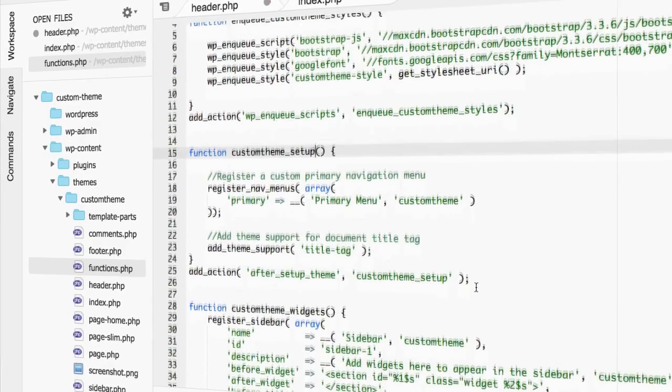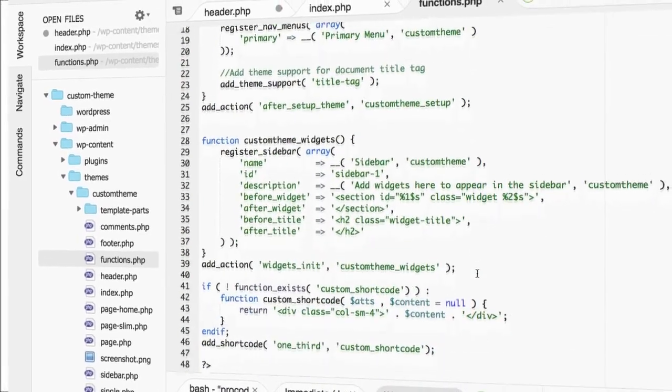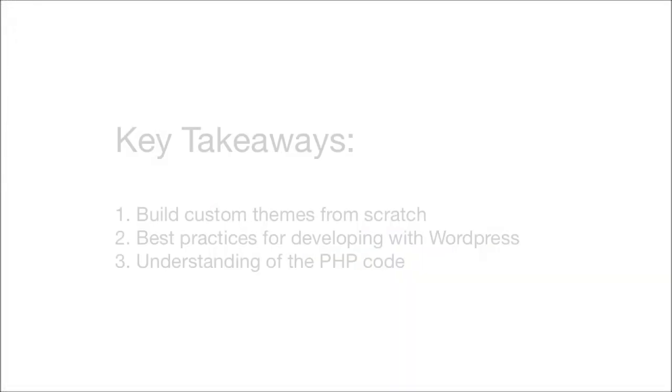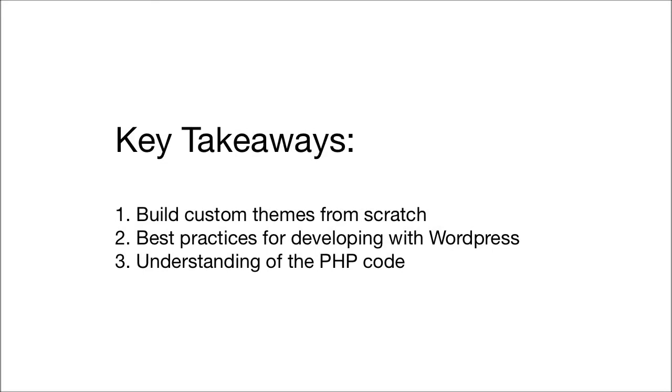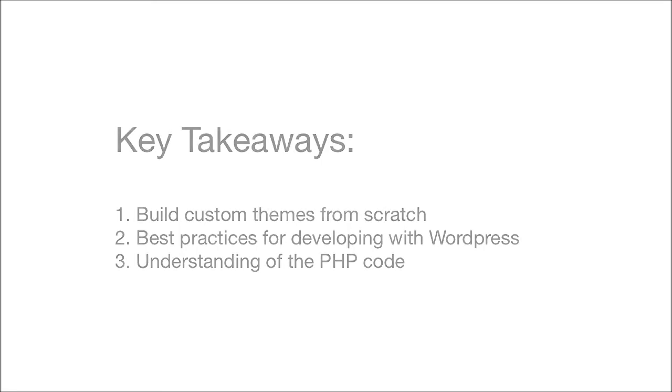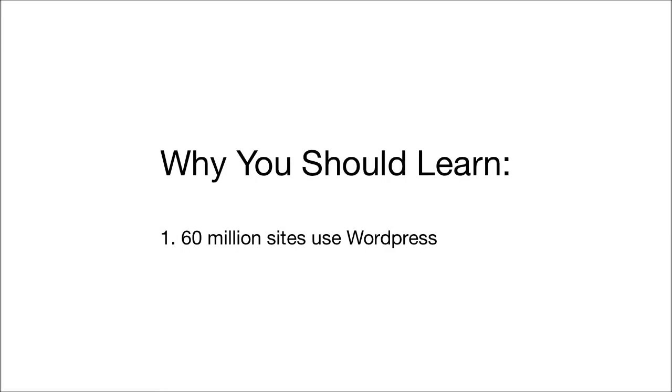Here are some of the skills you're going to walk away with after you complete this course. Number one, you're going to walk away with the ability to build your own custom WordPress themes and applications from scratch. You're also going to learn the best practices so that when you build your site, you're going to build it the way a professional developer would build it. And you're also going to walk away with an understanding of the PHP code that makes WordPress work behind the scenes.